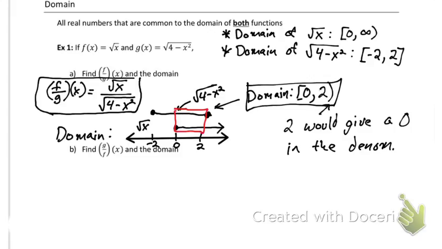All right, the last one is find g over f of x. And you're supposed to find the domain. So g divided by f is going to now put my g of x on top, which is our square root of 4 minus x squared. And it'll be all over our f of x, which is square root of x.